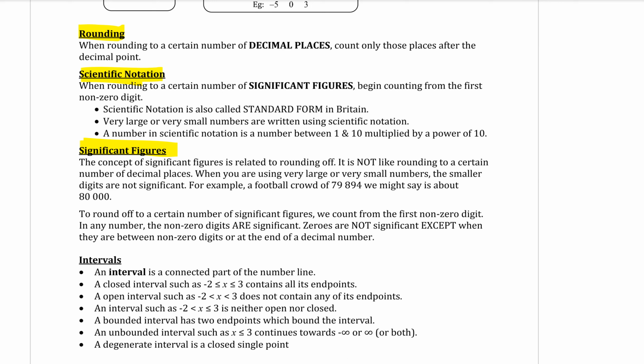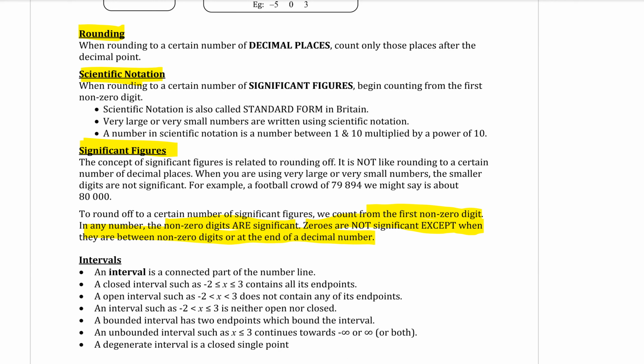If you are asked to round to a certain number of significant figures, we always count the very first non-zero digit. So that's down here. We count the first non-zero digit, which is starting on the very left-hand side of the number. All digits that are not zeros, so everything other than 0, is always significant. Always, always, always. Okay, it's only the zeros that have a little bit of a special case. The zeros are not significant except when they are between non-zero numbers or at the end of a decimal number. Okay, it's going to be easier to see that though, isn't it, than me just saying that.